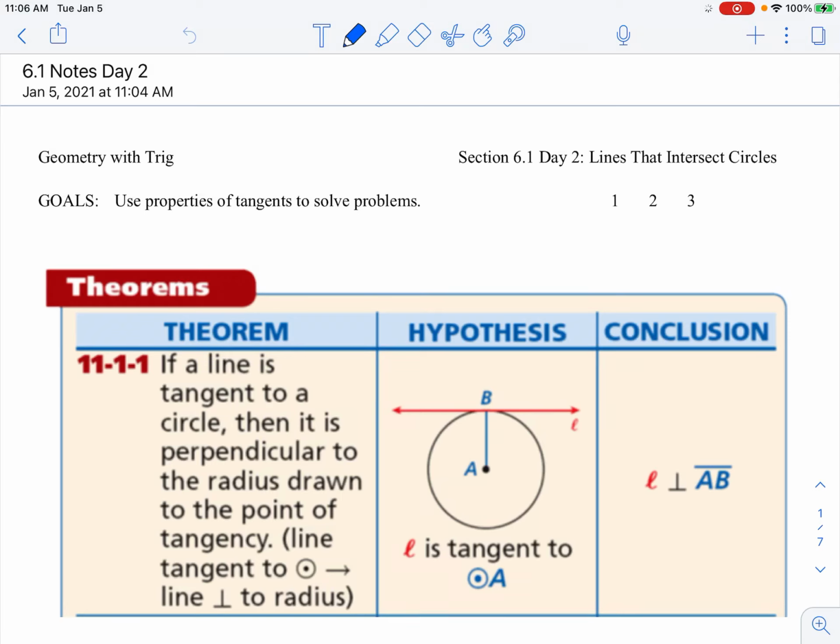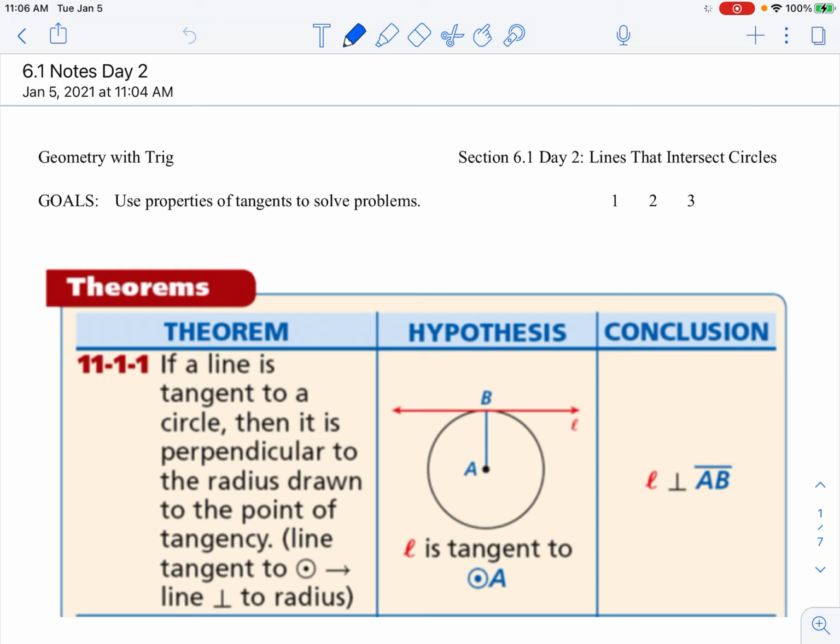All right, today we're going to go ahead and get into section 6.1, day 2. The other day we started section 6.1 and we looked at some key vocab words such as chord, secant, tangent, diameter, and radius. Today we're going to look at two properties and they involve using tangent lines.